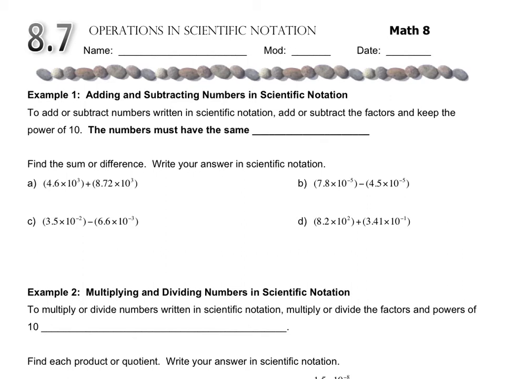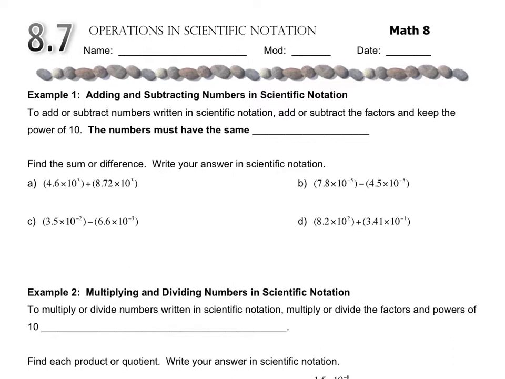In this last lesson of the chapter, we're going to do one more thing with scientific notation, and that's do operations with it. We're going to add, subtract, multiply, and divide, because obviously since the numbers look different, the technique is different. So the way that you add or subtract numbers in scientific notation is that you add or subtract the factor, which is like the number portion with the decimal, and you keep the power of 10.